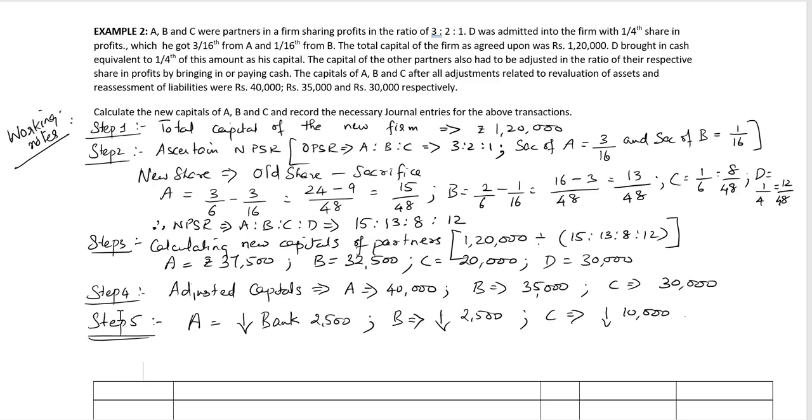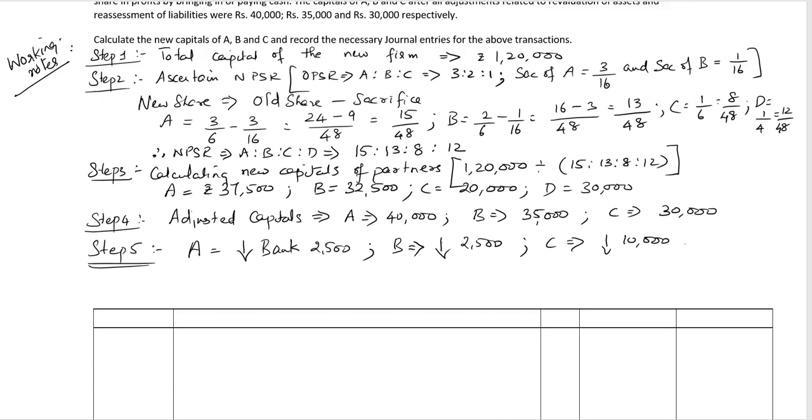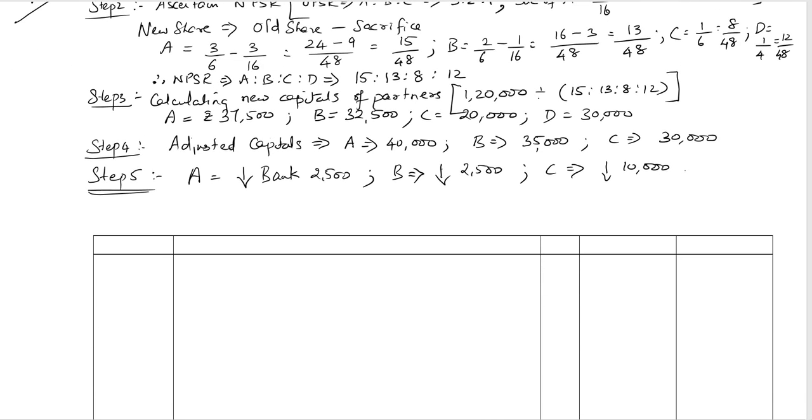So let's pass the journal entries for this. Date, particulars, LF number, debit rupees, credit rupees.